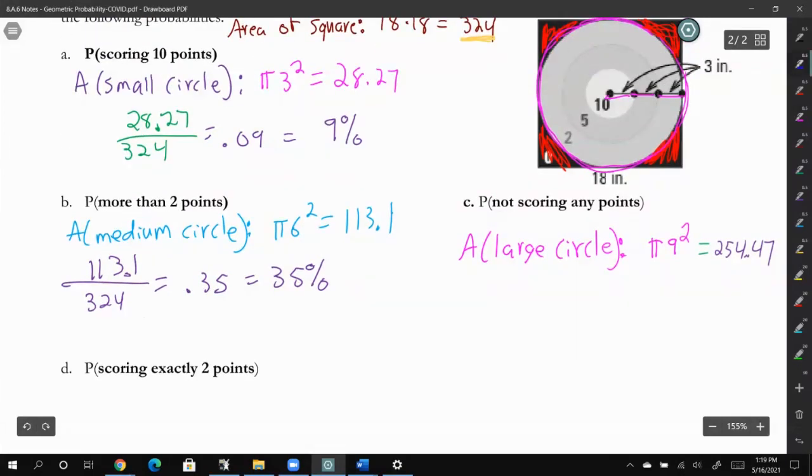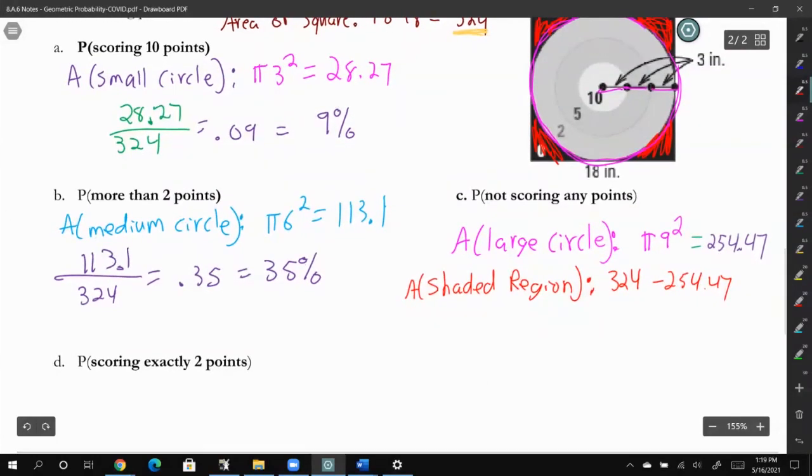So the shaded region, so the area of the shaded region is going to be 324 minus 254.47. All right, so 324 minus 254.47, and I get 69.53.